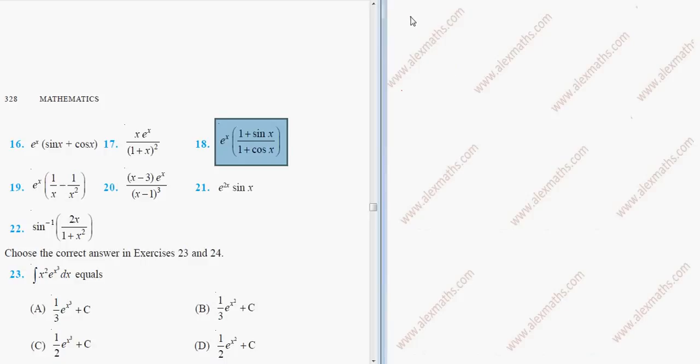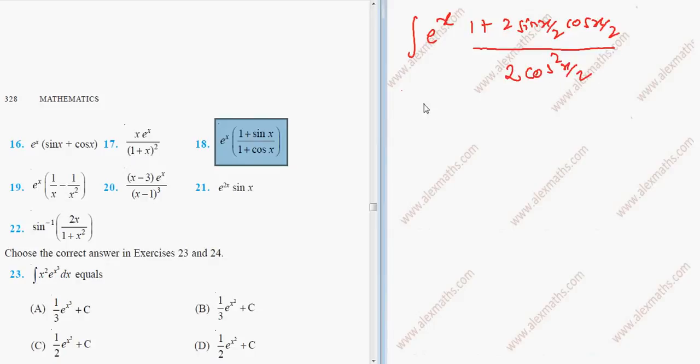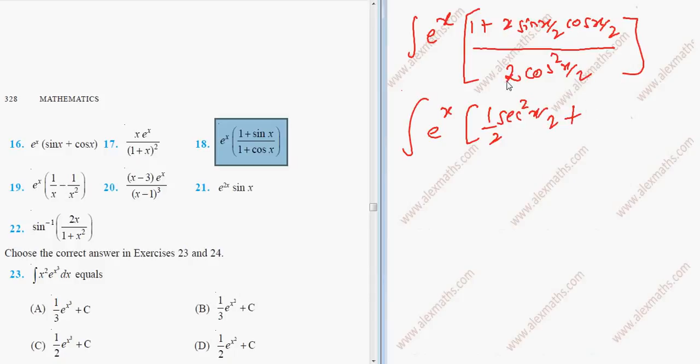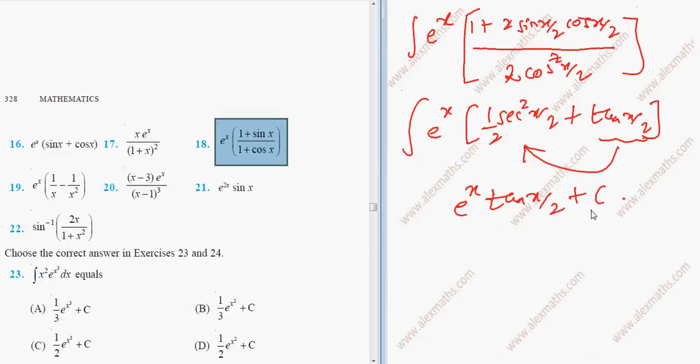To bring into the required form, take 1 plus 2 sin x by 2 cos x by 2 as sin x, and this is 2 cos square x by 2. Now if you individually divide, what will happen to the first term? E power x 1 by 2 into secant square x by 2, plus when you divide individually, this 2 will get cut, then square and this cos x by 2 also will go off, so tan x by 2. Now do you see, this is f of x and this will be f dash of x, so specify that form and give the answer, put plus c.